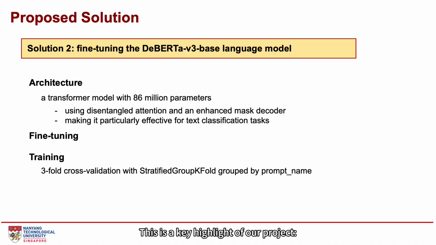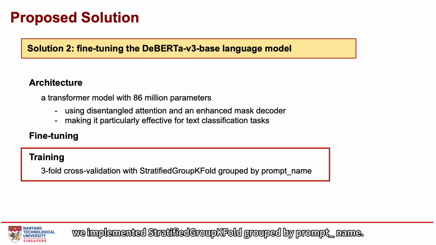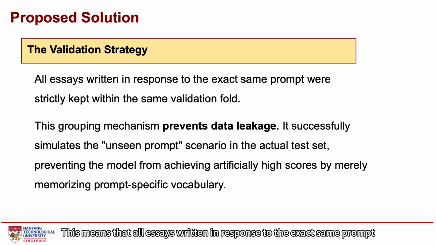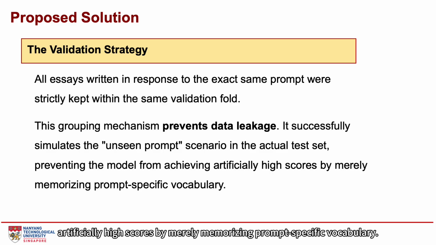This is a key highlight of our project. We implemented a stratified group k-fold grouped by prompt name. This means that all essays written in response to the exact same prompt were strictly kept within the same validation fold. This grouping mechanism prevents data leakage. It successfully simulates the unseen prompt scenario in the actual test set, preventing the model from achieving artificially high scores by merely memorizing prompt-specific vocabulary.